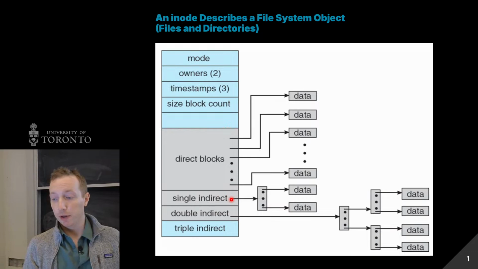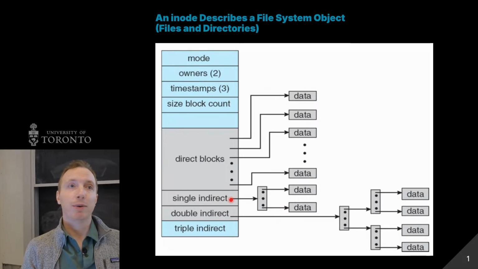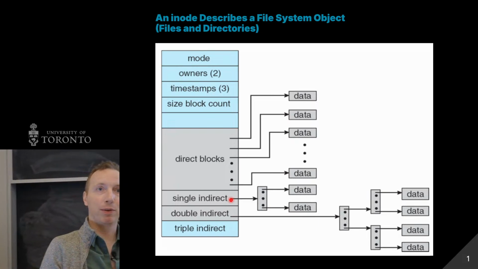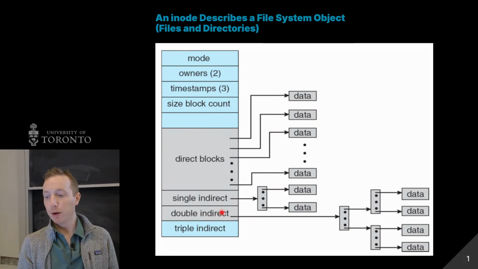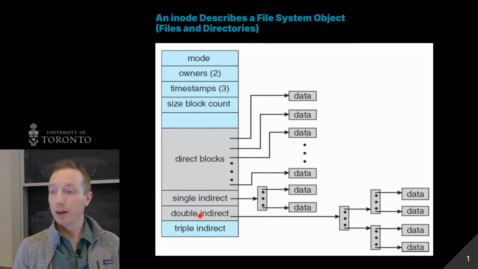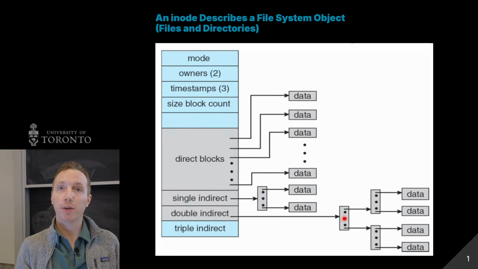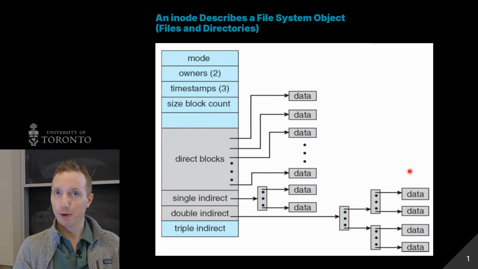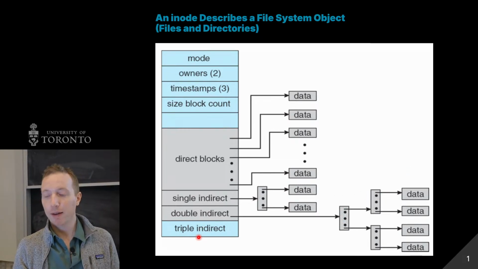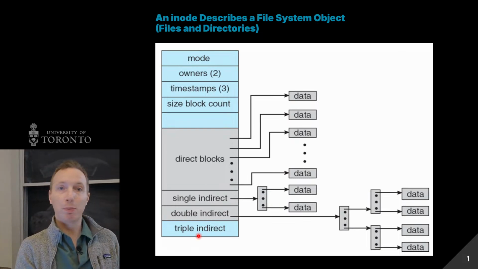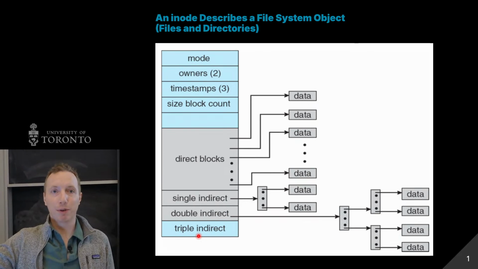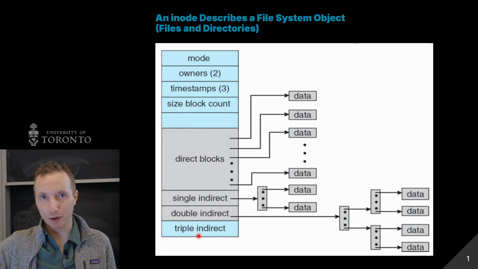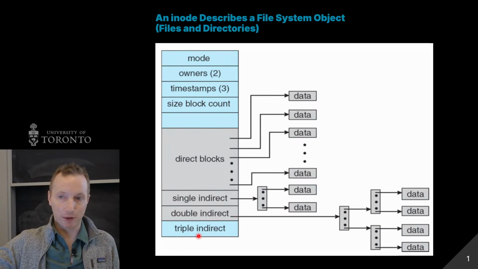Now, if we want to use a file that's even bigger, well, we take a page out of the virtual memory playbook and we use essentially 2 levels of page tables. So there's one pointer here reserved for double indirect that will point to a block full of pointers, and all those pointers point to other blocks that are full of pointers. So it's like 2 levels of page tables. And then finally, there is one pointer reserved for a triple indirect block. So that points to a block full of pointers, which points to a block full of pointers, which points to a block full of pointers. Exactly like 3 levels of page tables.